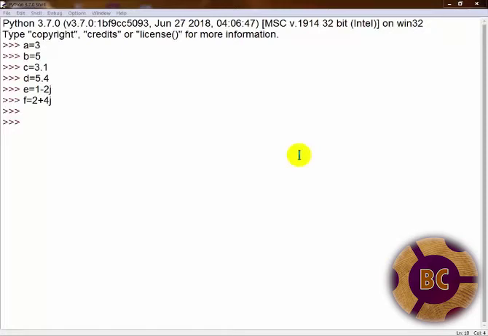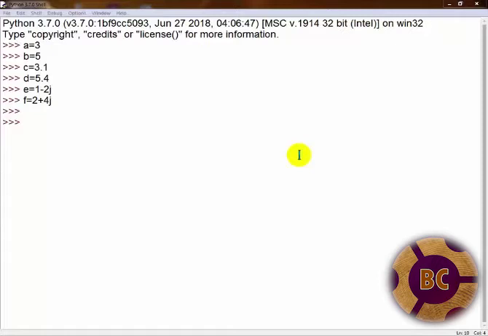Hi everyone, this is the third lesson of Python tutor. In this lesson we'll talk about data types in Python. There are 6 data type categories in Python: numerics, sequences, mappings, instances, classes, and finally exceptions. In this lesson we'll talk exactly about numerics.